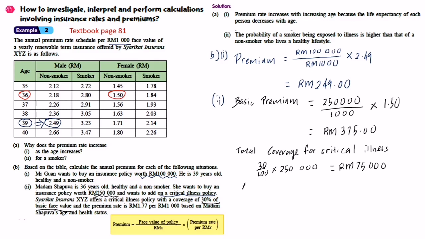So now we calculate the additional premium for critical illness. 75,000 over 1,000 times 1.77 is equal to 132 ringgit 75 cents.